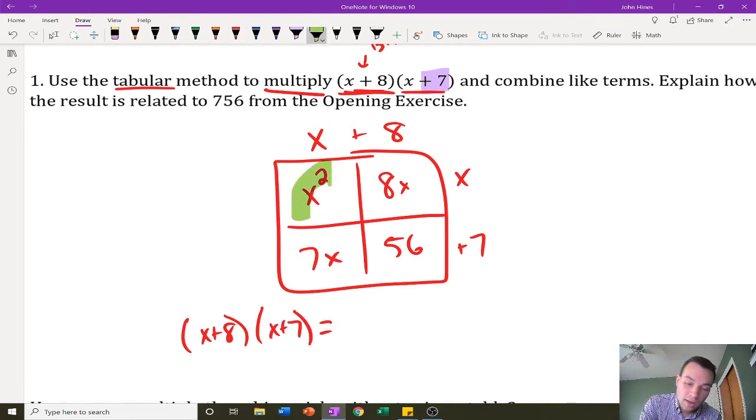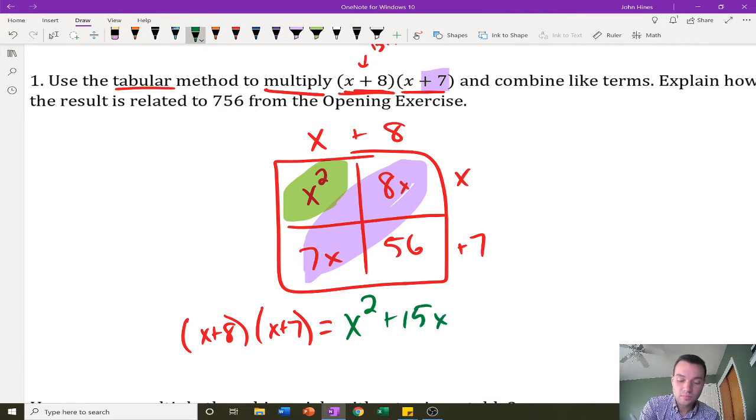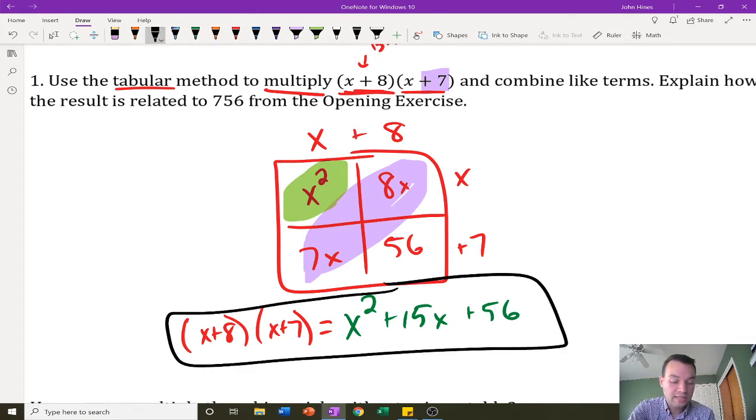So look here. How many x squareds do I have? I have 1 x squared. How many x's do I have? Notice how they're on the diagonal there. 8x and 7x gives me 15 x's. And then I have that 56 there. So this product, I've just said a sentence of equivalence. I said x plus 8 times x plus 7 is equivalent to, that's what equals means, the exact same thing as this trinomial here. This is a trinomial because tri means 3. I have 3 terms there, x squared plus 15x plus 56.